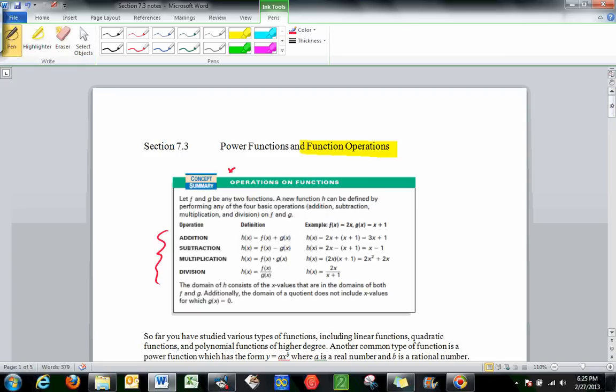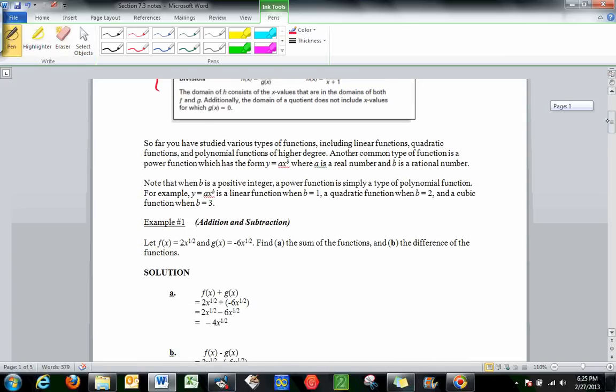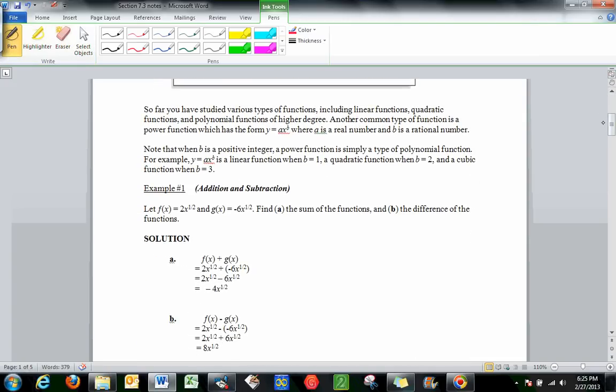Now, let's look at the reason we're talking about power functions here. In previous lessons, we've learned about various types of functions, most specifically about linear functions and quadratic functions, and to a lesser degree about polynomial functions of higher degrees. So something like a cube or a fourth with a degree of 4. And of course we'll talk about those in more detail a little bit later as well.